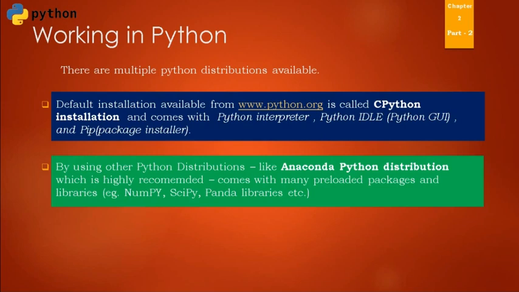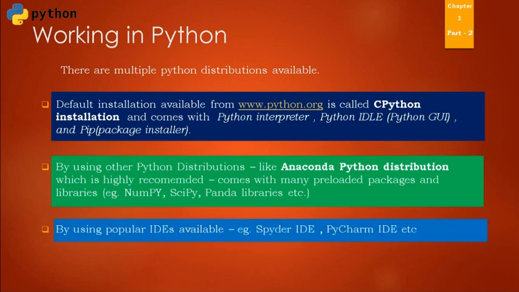The second way is by using other Python distributions like the Anaconda Python distribution, which is highly recommended and comes with many preloaded packages and libraries, for example NumPy, SciPy, Pandas library, etc. And the third way is by using the popular IDEs, that is integrated development environments, for example the Spyder IDE, PyCharm IDE, etc. Today in this video we'll see how to install Python by using the first method, that is the default installation available from python.org, called CPython.